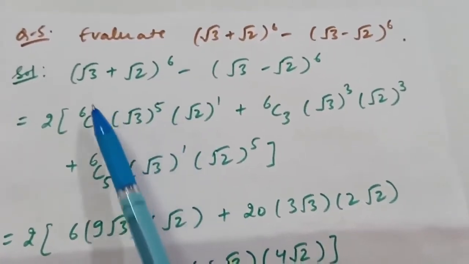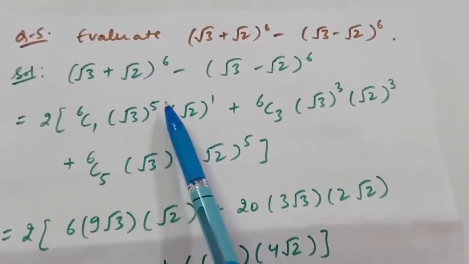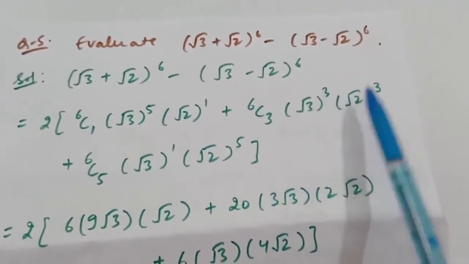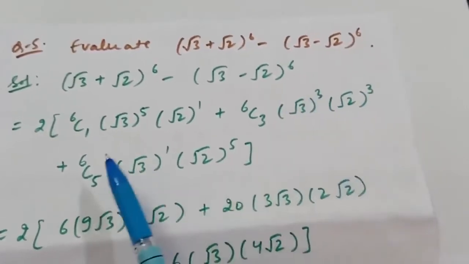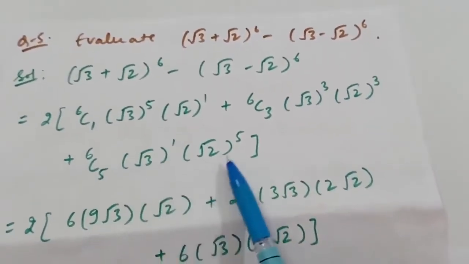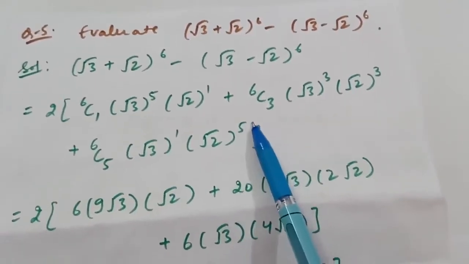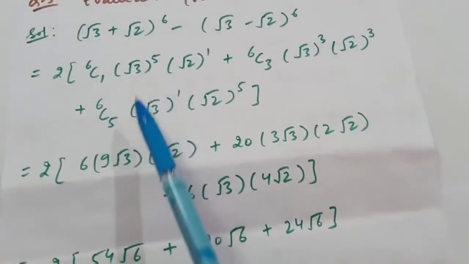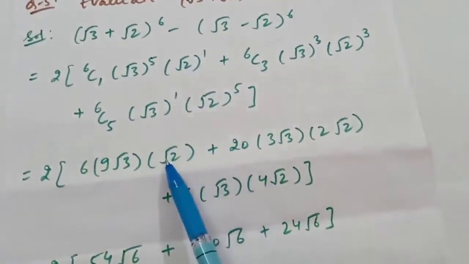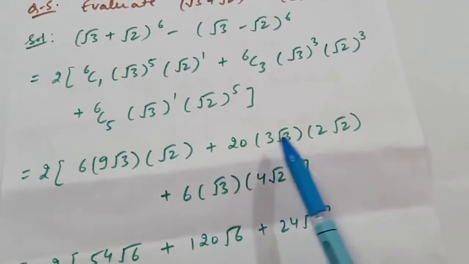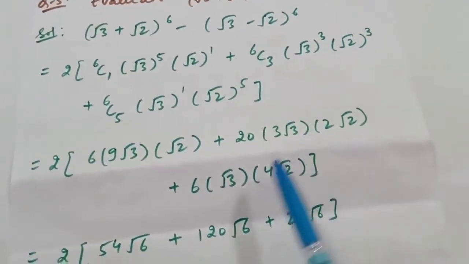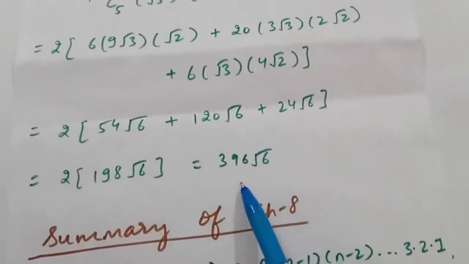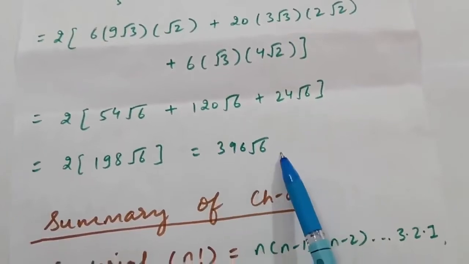So the even terms are 6C1 (root 3)^5 into root 2, plus 6C3 (root 2)^3 into (root 3)^3, plus 6C5 root 3 into (root 2)^5. So 2 bracket, 6C1 is 6. This is 9 root 3 into root 2, plus 20, 3 root 3 into 2 root 2, plus 6 into root 3 into 4 root 2. So solve it, you will get the answer as 396 root 6.